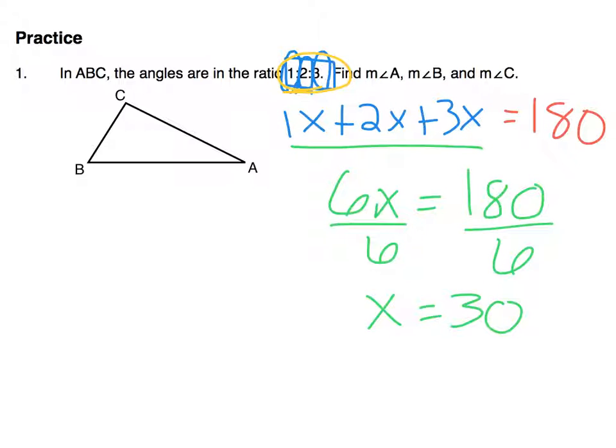Now x is equal to 30 doesn't actually tell us anything about our angles, because this up here, our ratio and how we set up our equation, is really my angles. And so my angles are actually going to be 1x, 2x, and 3x.